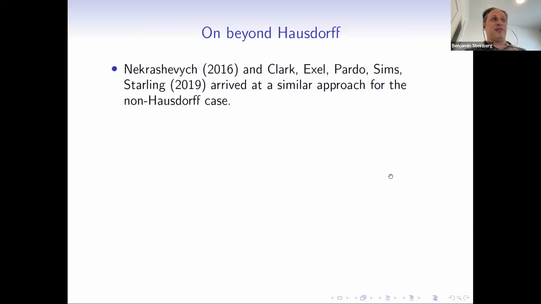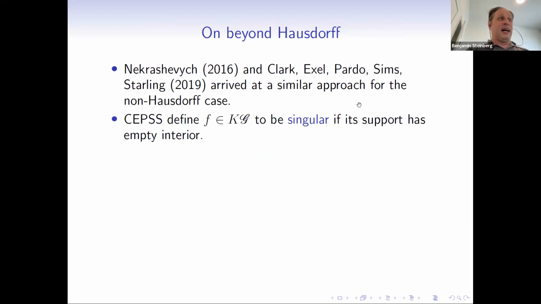But sometimes you have to move on beyond Hausdorff. And in 2016, Nekrashevych, and independently Clark, Exel, Pardo, Sims, and Starling in 2019, arrived at a similar but not exactly the same approach for the non-Hausdorff case. So I put CEPSS because it's too many names to fill my slide. Their approach is really the one that generalizes better than the Nekrashevych approach, but for the class of topologically principal groupoids, they're equivalent.